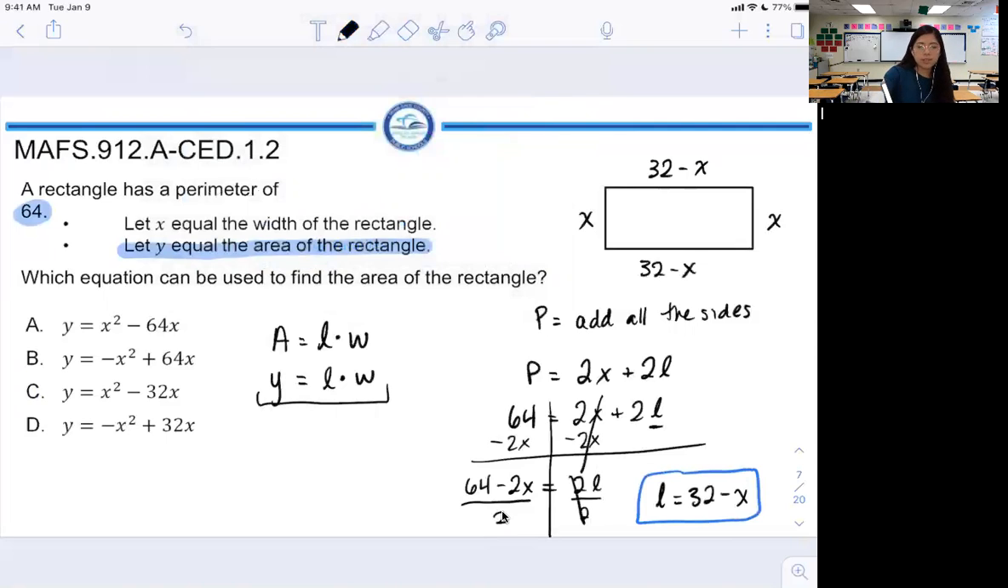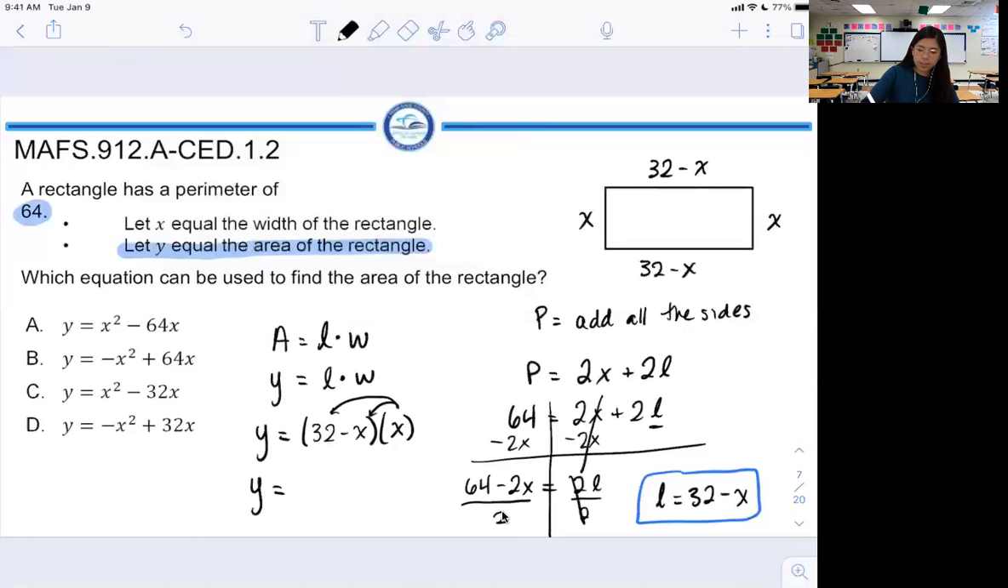And now let's go back to this situation. I need to write the area formula. Well, area is length times width, which means that the area would be 32 minus x times x. That's completely based on my diagram. I know that the width is represented by x, and I know that the length is represented by 32 minus x. So now I'm just going to distribute and multiply to get my final answer.